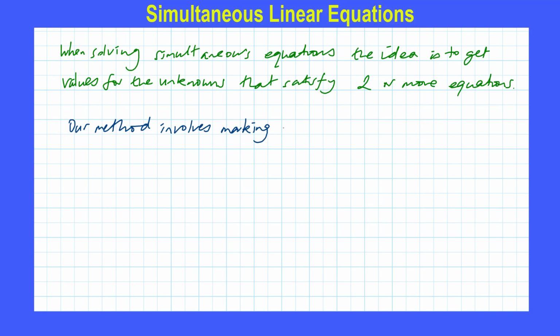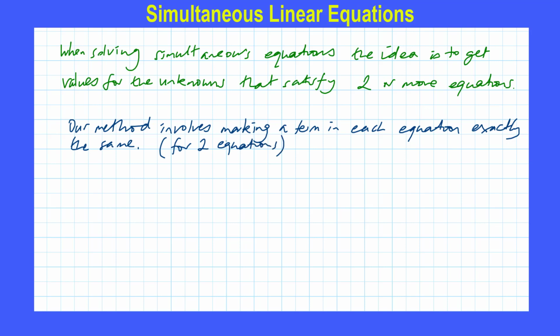Now, the method we're going to use involves making one term in each equation to be exactly the same. And the crucial part here is to make them exactly the same. That will include the sign that goes with them. So for example, here I've got two equations, 5x plus 3y equals 17 and 2x plus 3y equals 8. Both those equations have got a term of plus 3y in them.